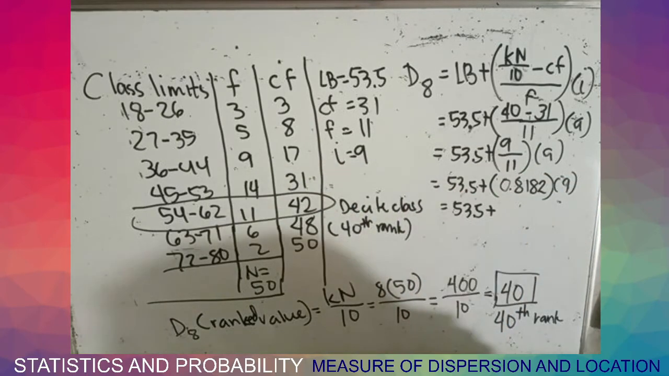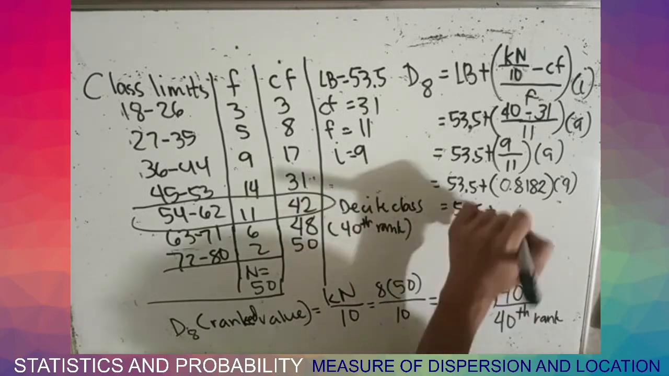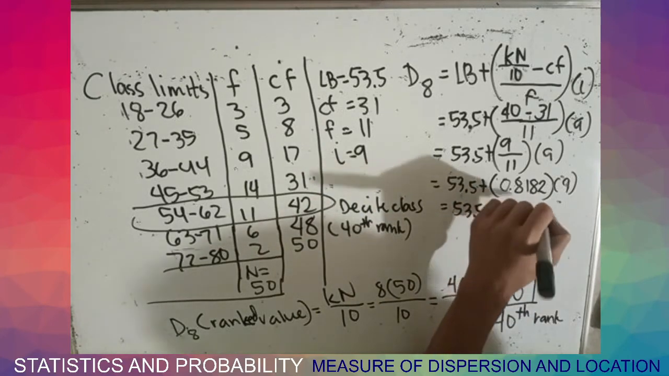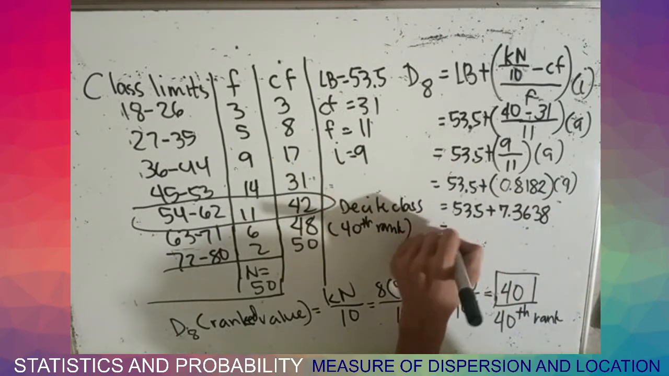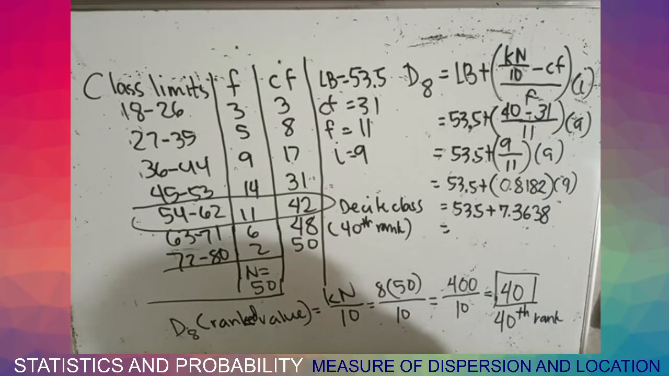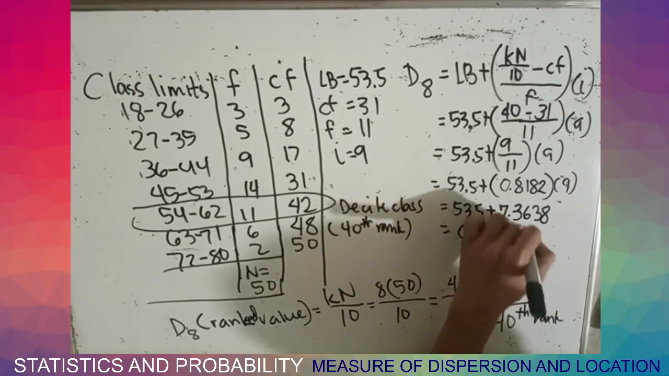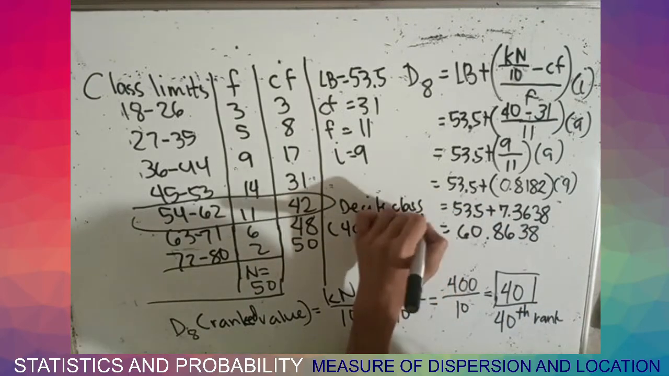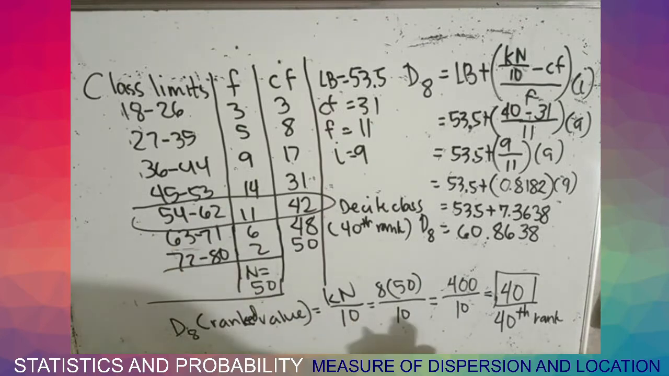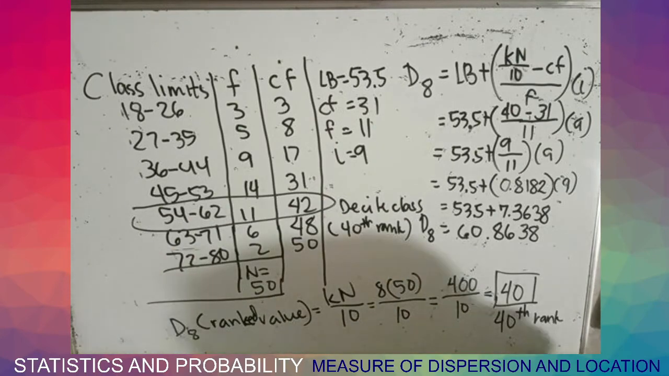53.5 plus 0.8182 times 9 is 7.363. So plus 53.5, it will be 60.86. So itong sub 8 natin is 60.8630. So wala na pang mali dito sa aking computation.